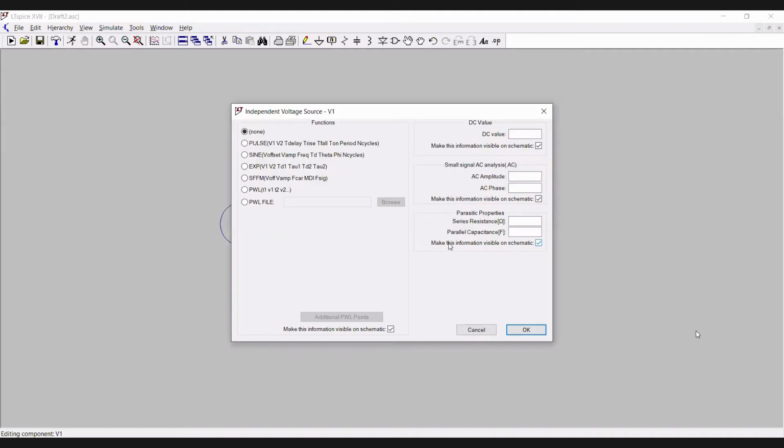Okay, so under your function here, can you see? After the third option here is sine. Okay, so you choose that option, and then out of all of the parameters here, what we will just be interested in having is just your amplitude and your frequency.